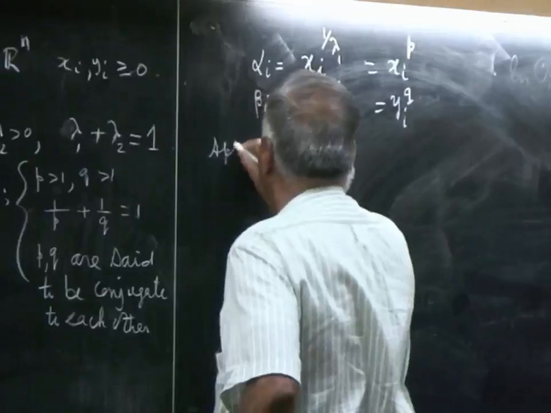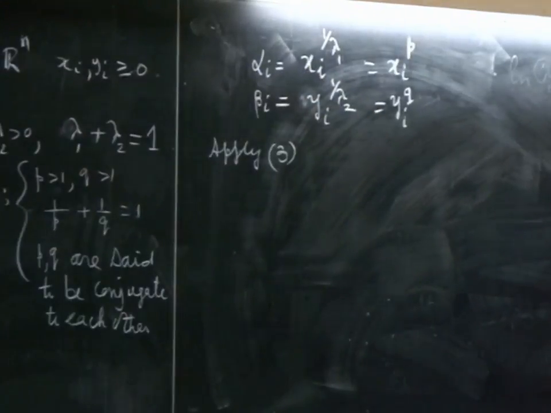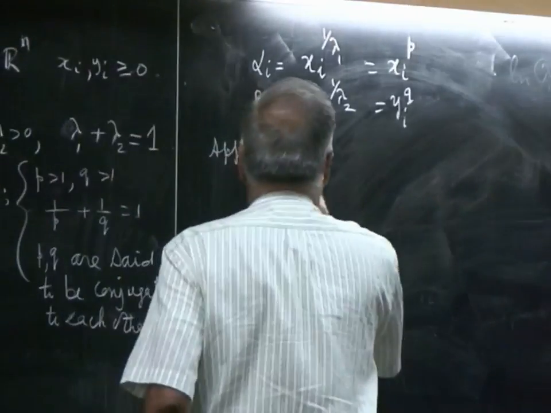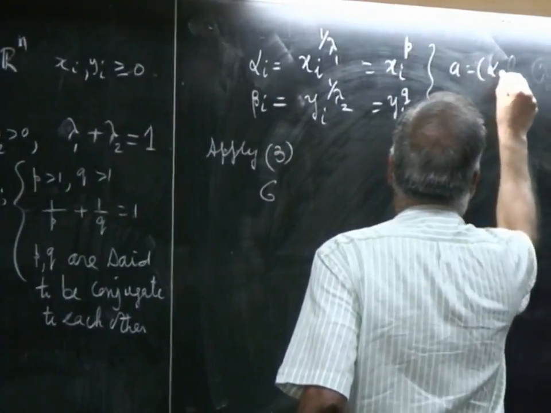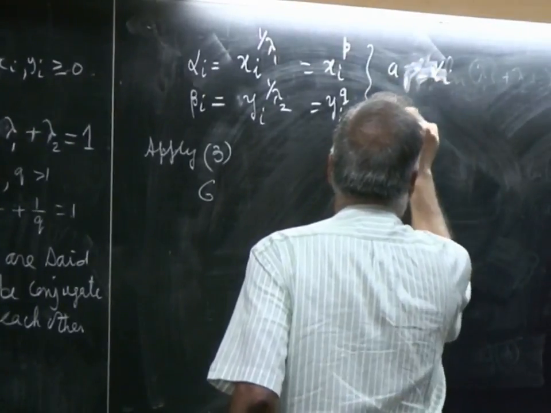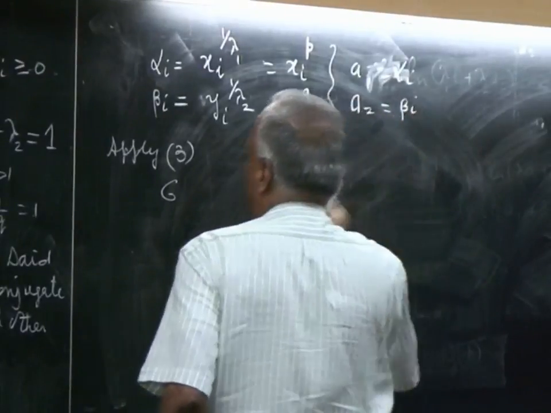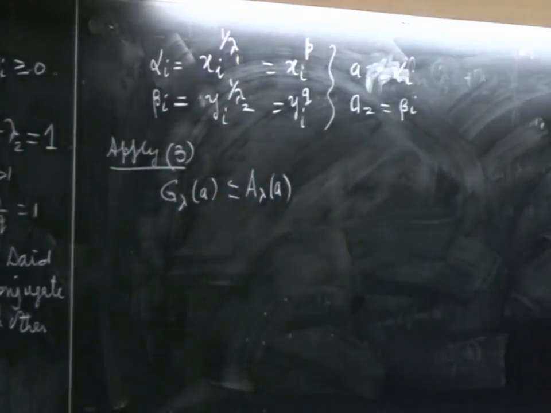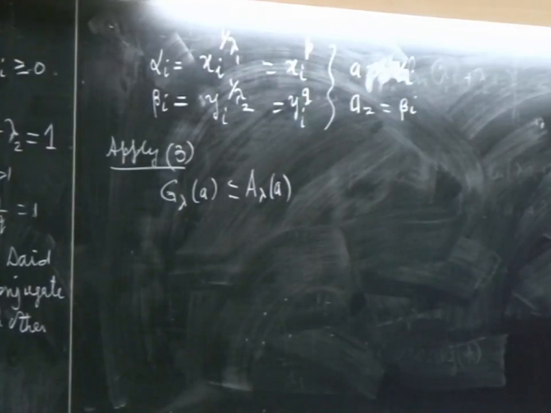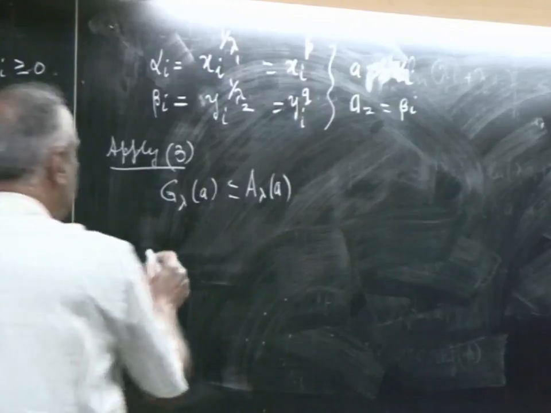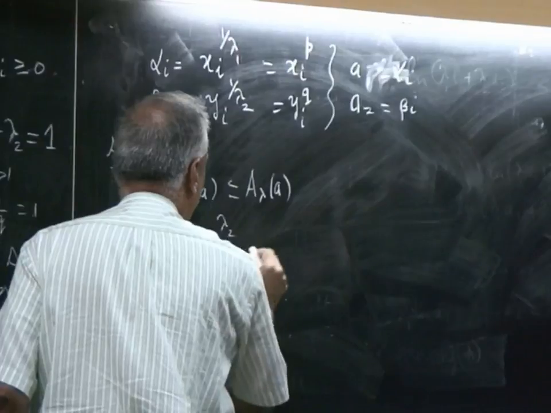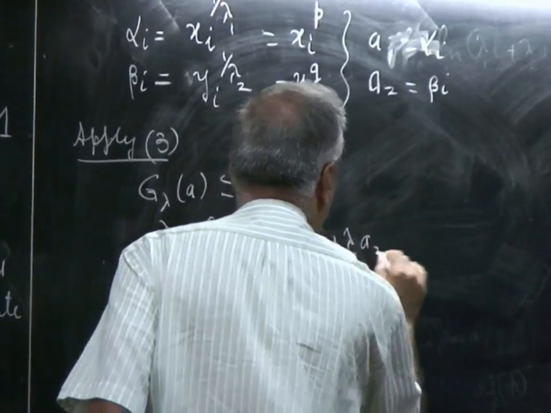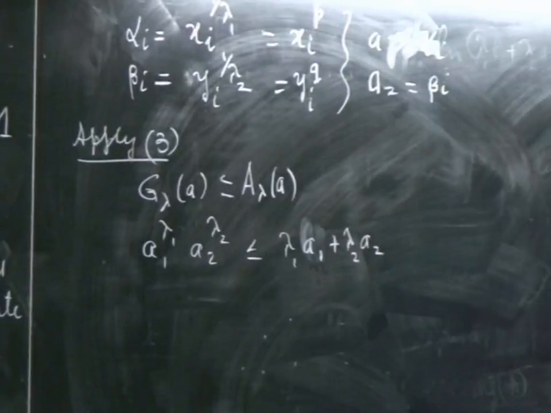Then apply inequality 3, the weighted arithmetic geometric mean. What do we have? G lambda. Let us take A1 to be alpha i, and A2 to be beta i, and apply it. So we have G lambda A is less than or equal to A lambda. But now let us write out what is G lambda A. G lambda A is A1 power lambda 1, A2 power lambda 2, less than or equal to lambda 1 A1 plus lambda 2 A2, the weighted arithmetic mean and the weighted geometric mean.